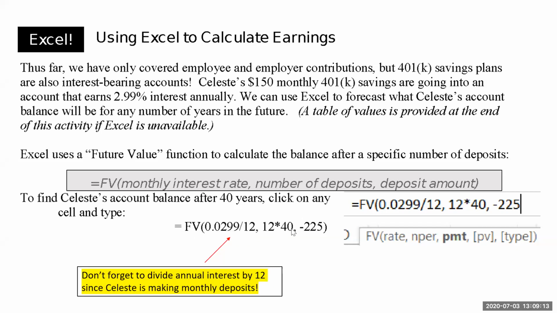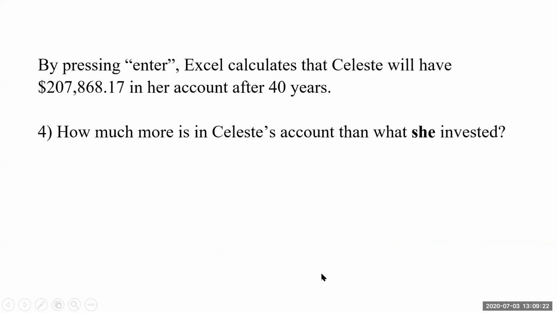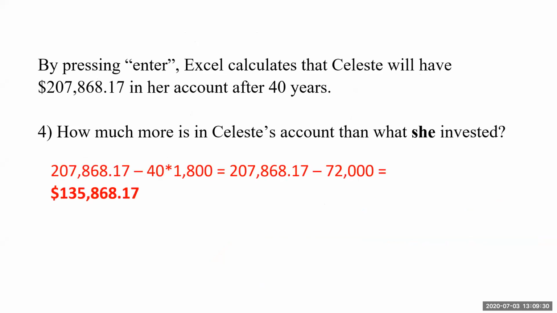So let's go back to our slide and continue with our discussions. So this is what we did. We put it in Excel, and Excel gave us everything at the end of the 40 years. So by pressing enter, that gives you that, and that was the Excel process. Now, how much more is in Celeste's account than what she invested? Really, this is how much was generated by Excel. We do minus 40 times 1,800, and that gives us how much more was in Celeste's account. Do you remember where these numbers are coming from?